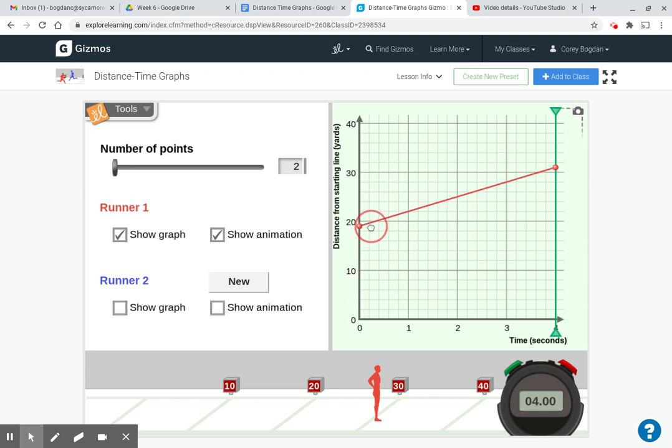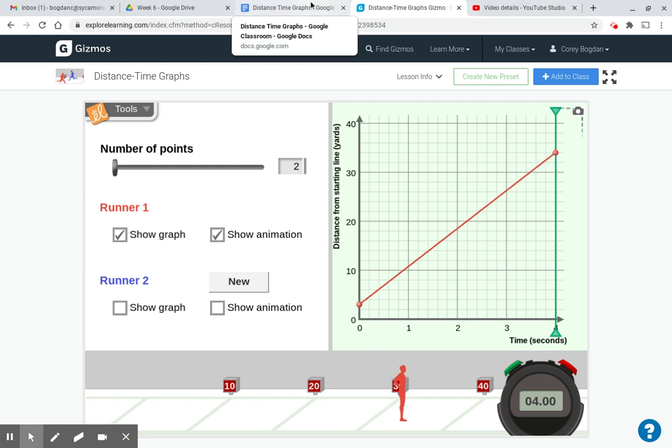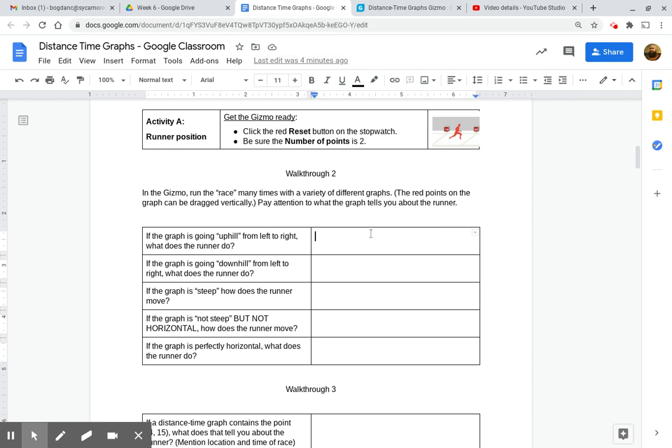All right. I can even click reset. At the very beginning of the race, this runner is starting at the 20. And when I click play, for the 4 seconds, they're only going to make it to about the 31-yard line. All right. So whenever the line is uphill from left to right, the runner seems to move forward. So all we have to say is the runner moves forward.